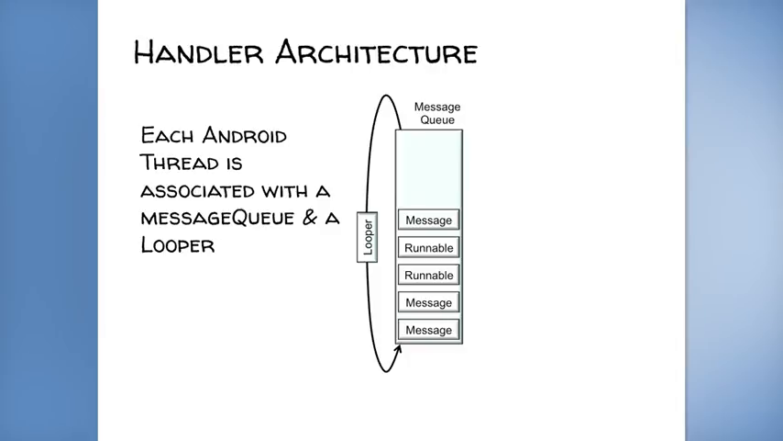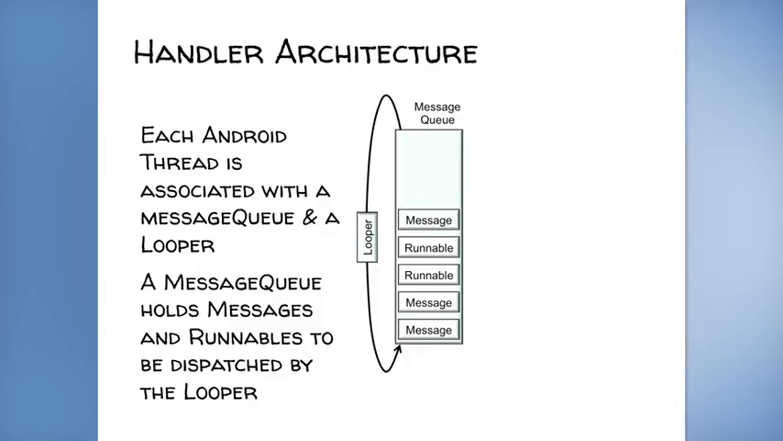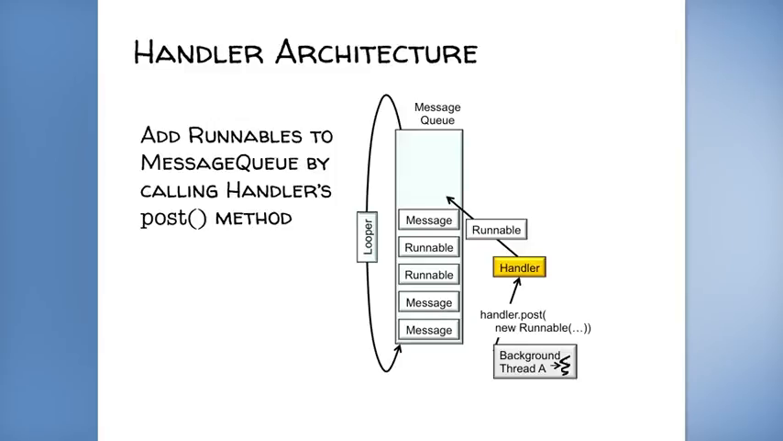The message queue is a data structure that holds messages and runnables. The looper takes these messages and runnables off of the message queue and dispatches them as appropriate. Now this graphic depicts a thread A that has created a runnable and that has used a handler object to post that runnable to the handler's thread. When thread A does this, the runnable is placed on the message queue of the thread associated with the handler.